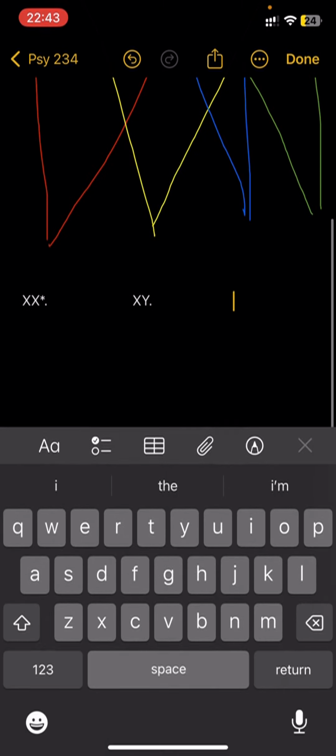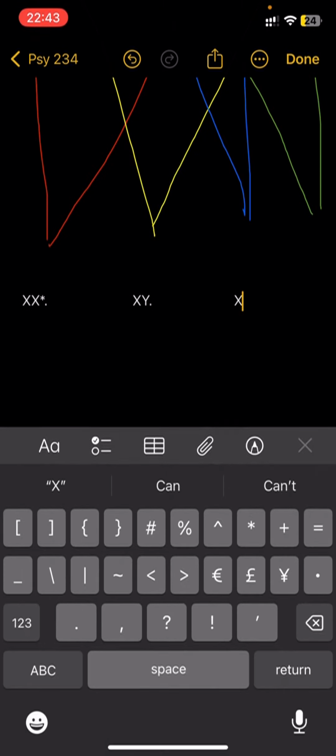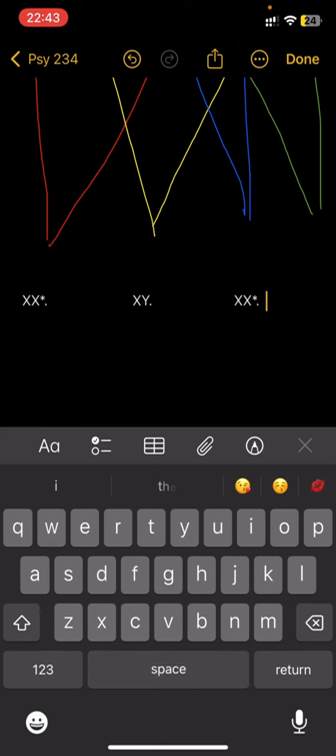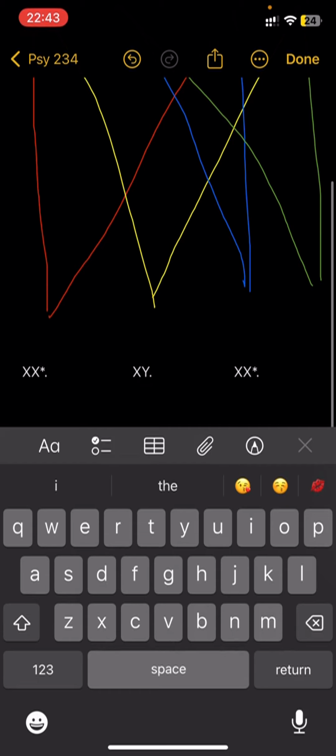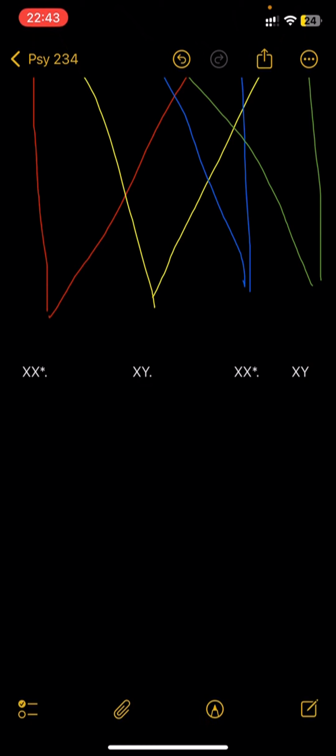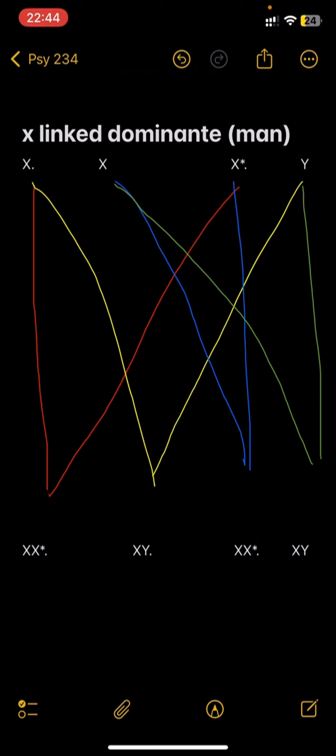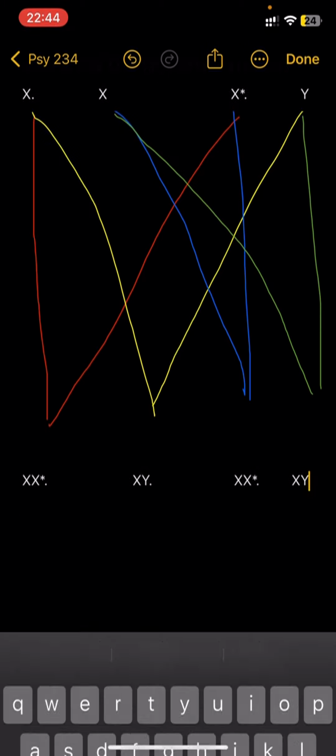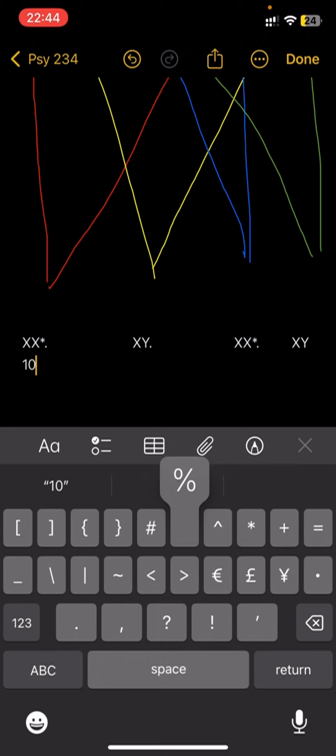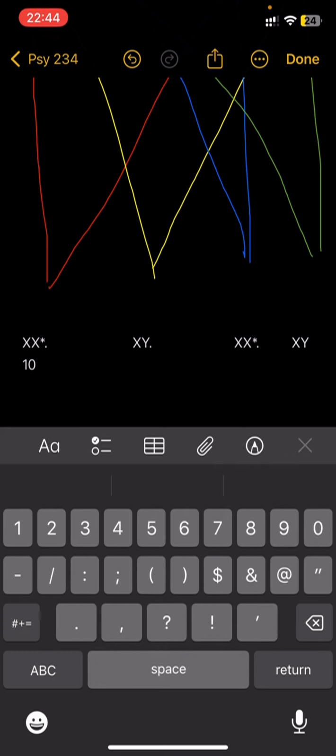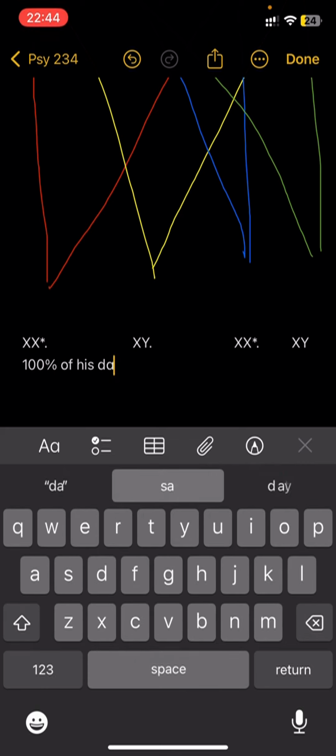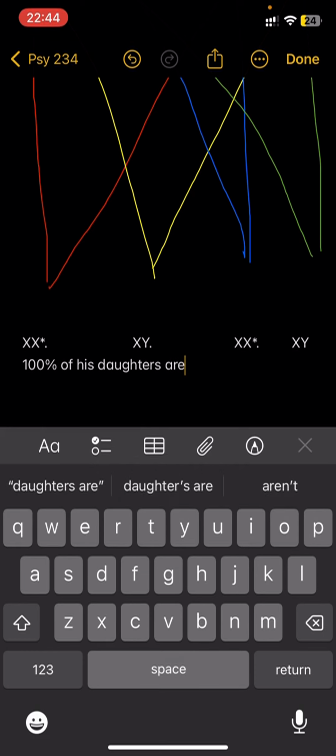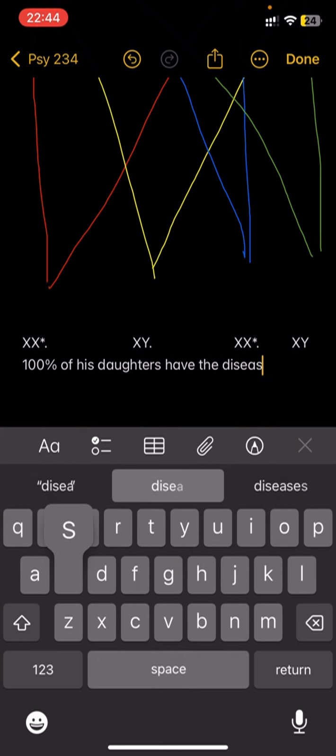Then under the blue, that will be X, X, X. And under the green, that will be XY, XY. So now, if you look at it, you can basically draw some conclusion. And if you are still confused why, the conclusion we can see is 100% of his daughters have the disease.